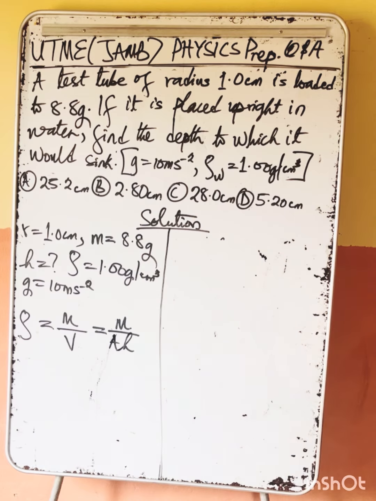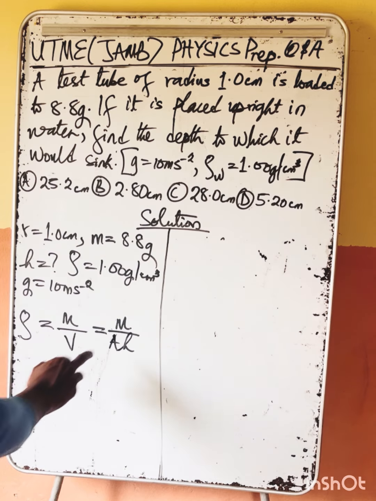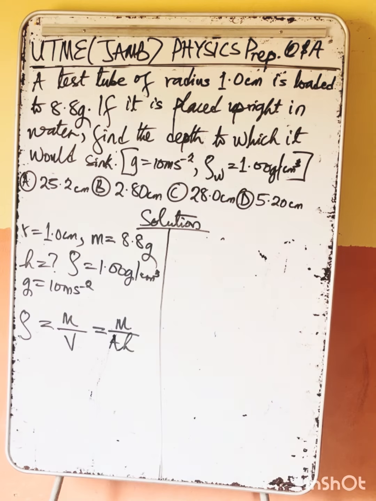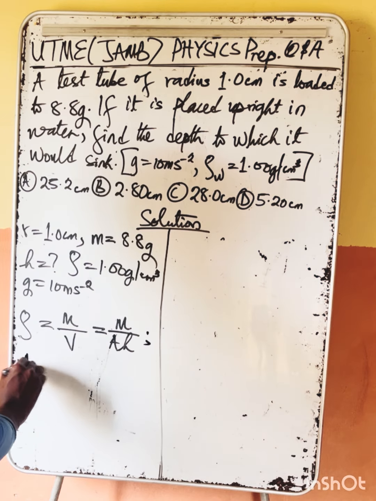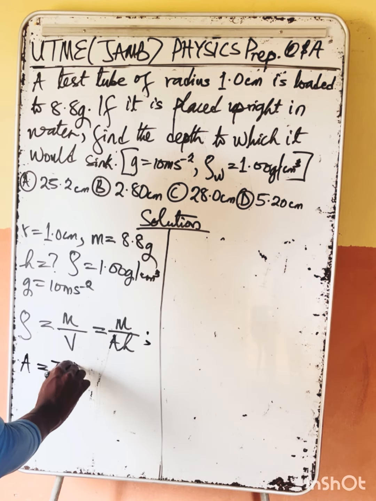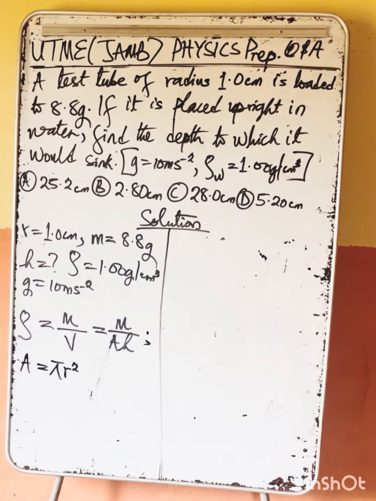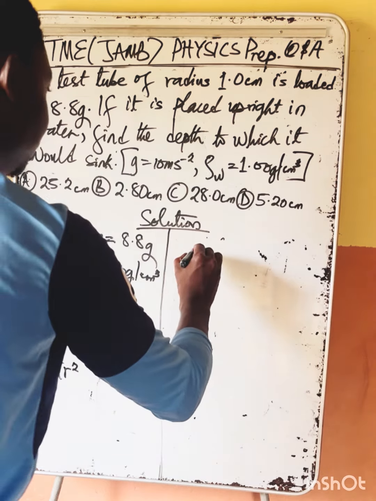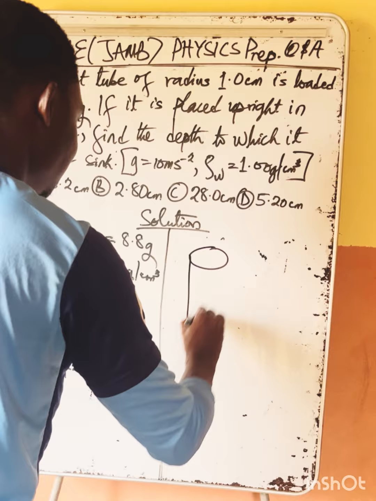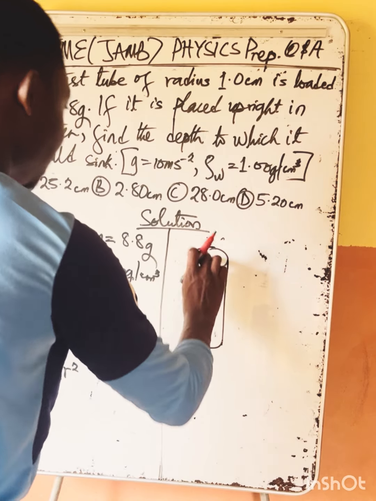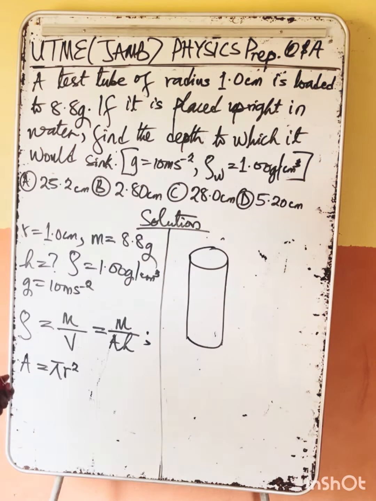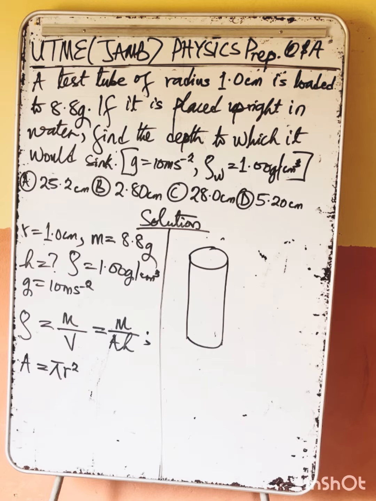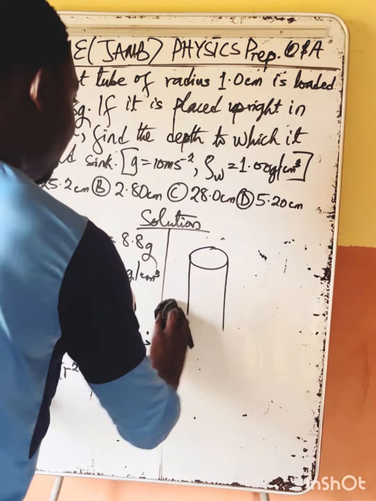Now for us to get area, they gave us radius, and this is a test tube. So a test tube has a circular cross section. For that reason, we can obtain the area A as pi r squared. Why? Because a test tube is something like this, so it has a circular cross section here. So this formula is permissible to use for it. That's why I'm using area as that.